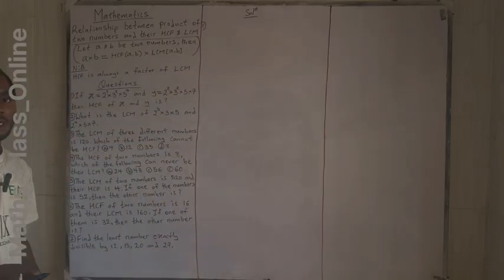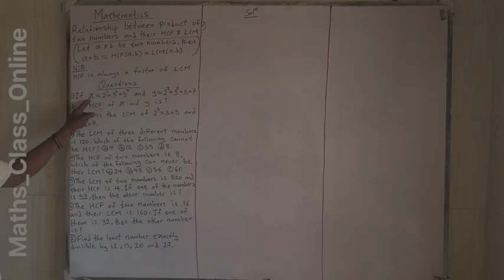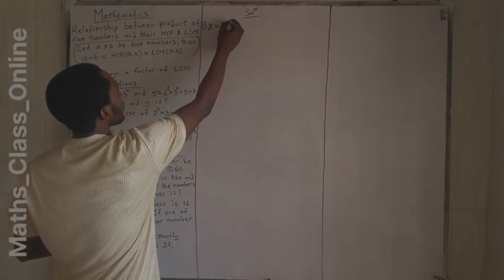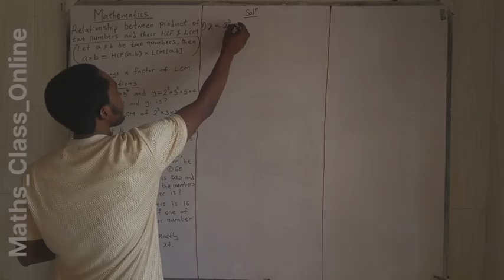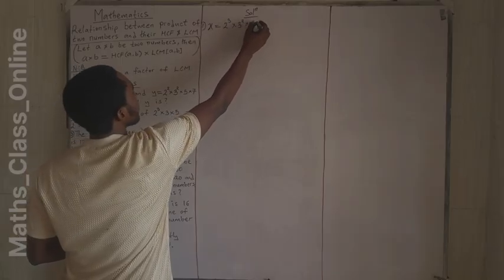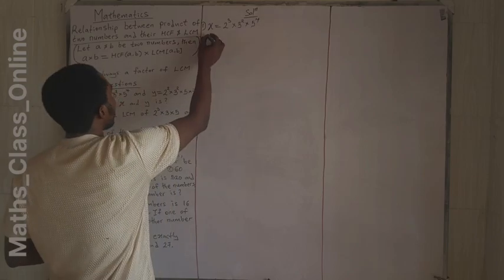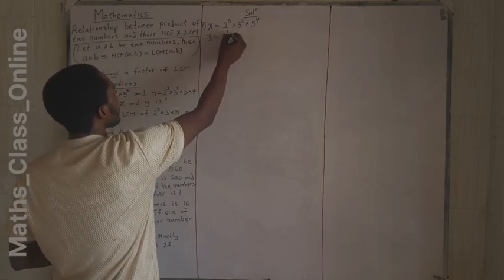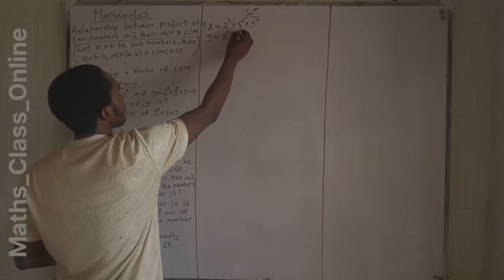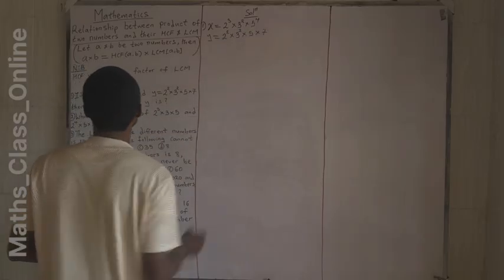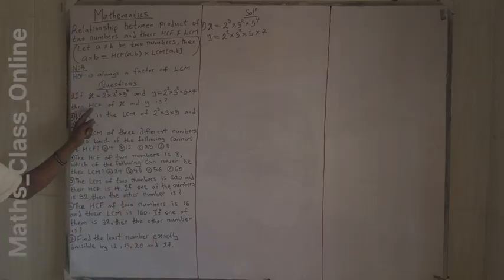The first example we have here is if x is equal to 2 raised to the power of 3 multiplied by 3 raised to the power of 2 multiplied by 5 raised to the power of 4, and y is equal to 2 raised to the power of 2 multiplied by 3 raised to the power of 2 multiplied by 5 multiplied by 7. Then the highest common factor of x and y is what?